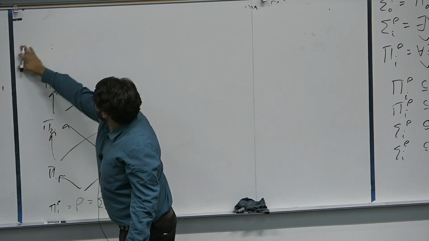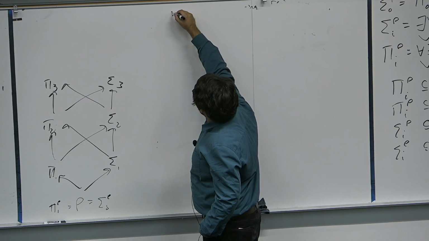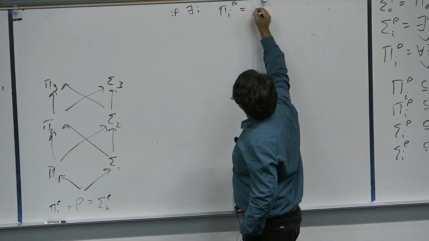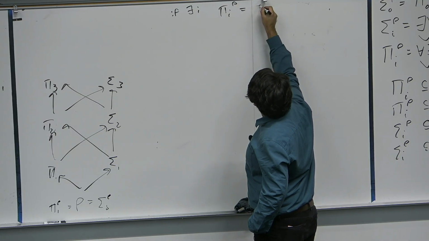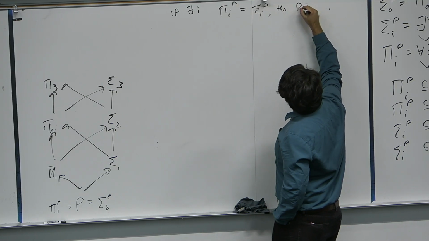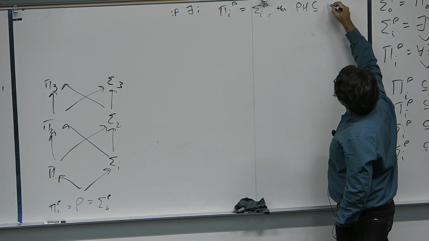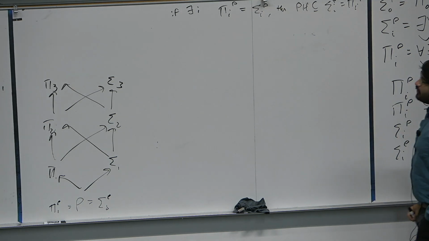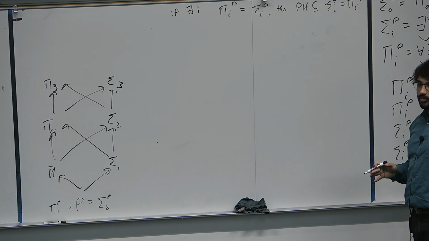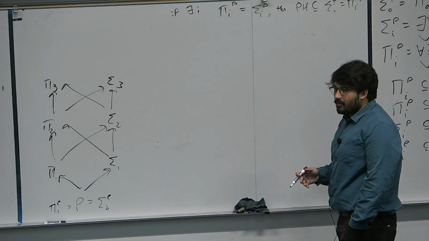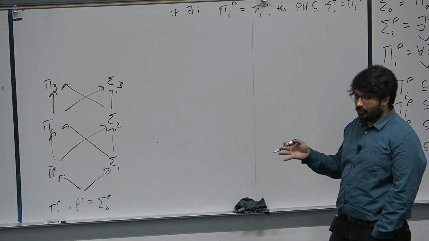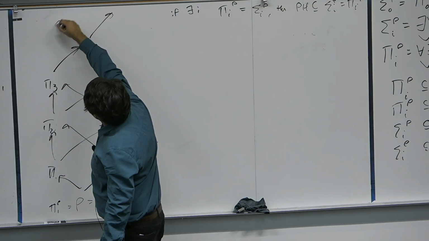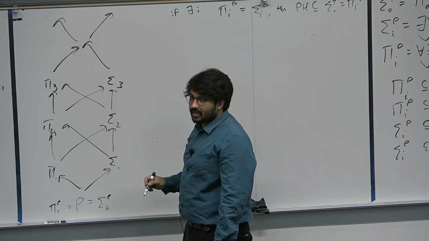Here's the claim I'm going to make. If there is an i such that sigma i p is equal to pi i p, then the polynomial hierarchy collapses to sigma i p equal pi i p. So what this means is if there's a single level of the polynomial hierarchy that's closed under complement, maybe let's say after level 100, then the polynomial hierarchy collapses.